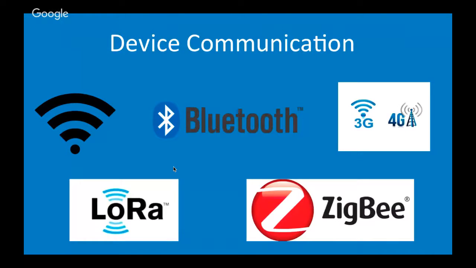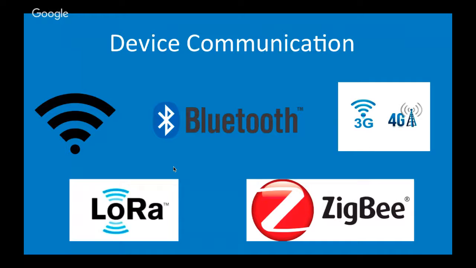In my example, I used Wi-Fi to connect to the internet. In the Nube, we use 3G and 4G, but there are other ways to communicate as well, like Bluetooth and device communication. You can use LoRa, which is long range wireless LAN, and another example is Zigbee. These are the communication protocols and technologies that can be used to communicate, right?